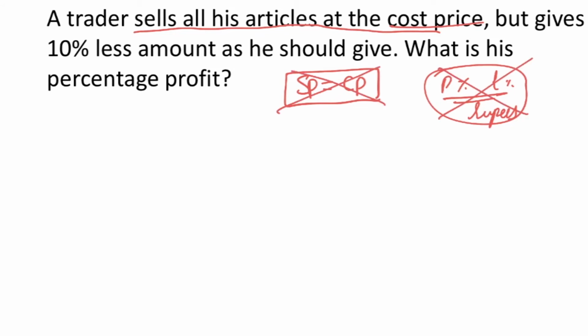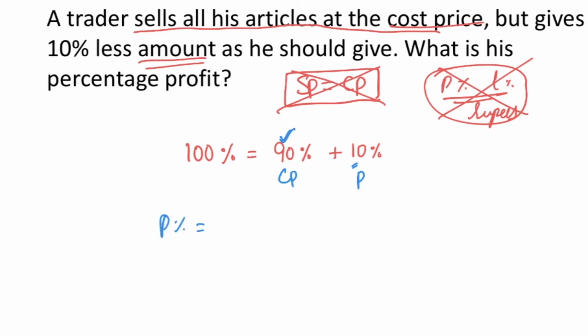But how is the profit acquired? Through the weight. While he should give 100%, he is only giving 90%, keeping 10% for himself. So while selling 100%, he is only giving 90% and keeping 10%. So how much is actually sold? He is not selling 100%, only 90% is sold. So this is cost price and this is profit.